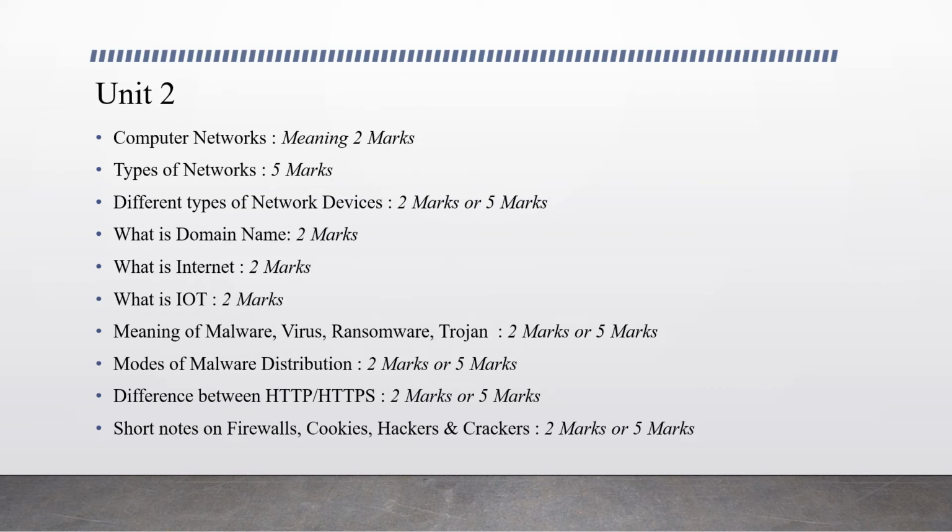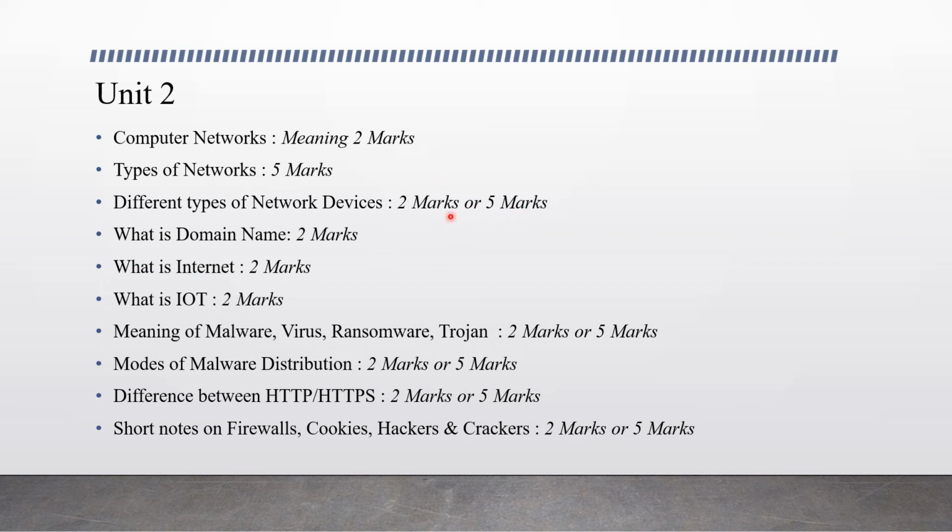And next when we go for unit 2, unit 2 is completely related to computer networks. They might ask you for 2 marks, what do you mean by computer networks, and types of networks for 5 marks, like different types of networks. Okay, so they will ask for 5 marks. And even the types of network devices, like hub and modem. So what do you mean by hub, what do you mean by modem, all those things, what do you mean by switch.